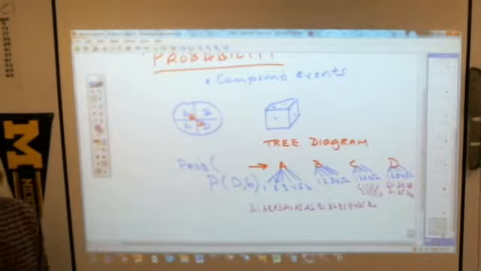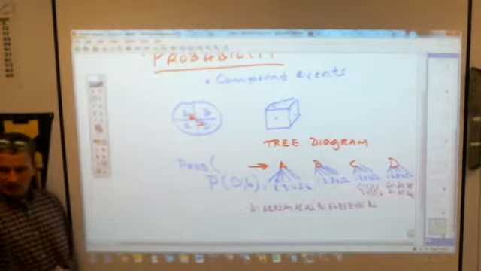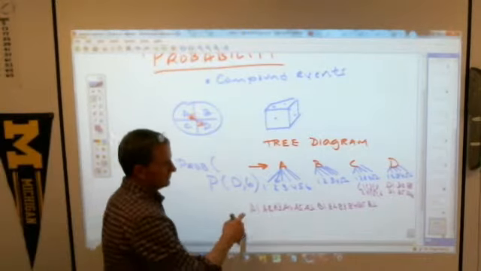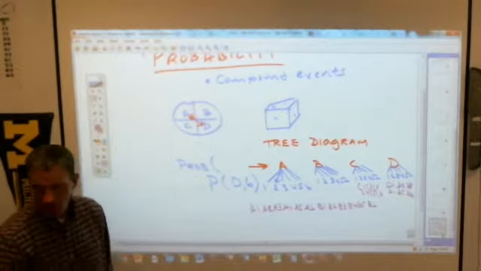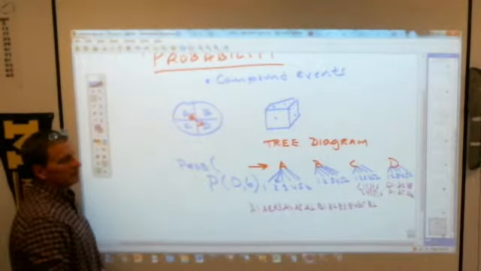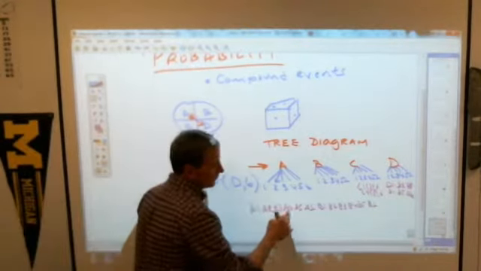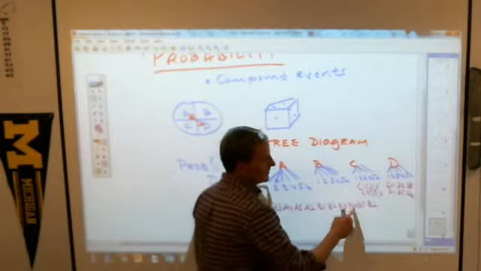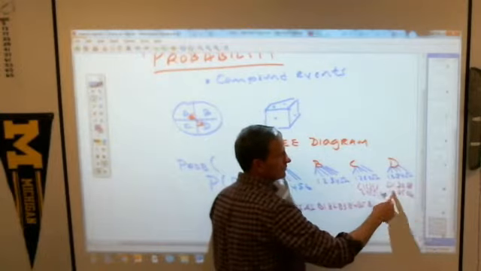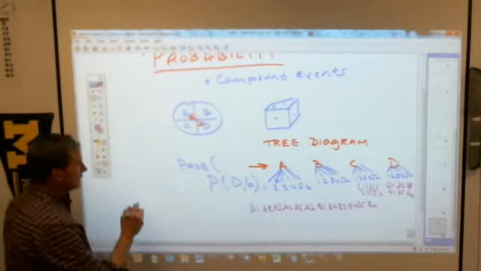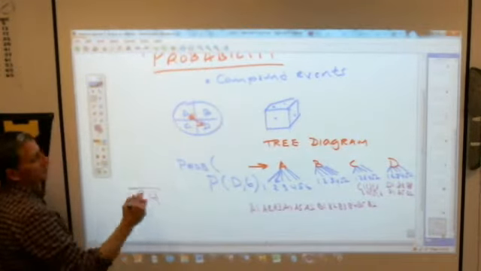How many total combinations is that? Well, there are 6 for each one of these 4 things. So how many different combinations would you have? Shall I count them? 1, 2, 3, 4, 5, 6, 7, 8, 9, 10, 11, 12, 13, 14, 15, 16, 17, 18, 19, 20, 21, 22, 23. There are 24 possible combinations.